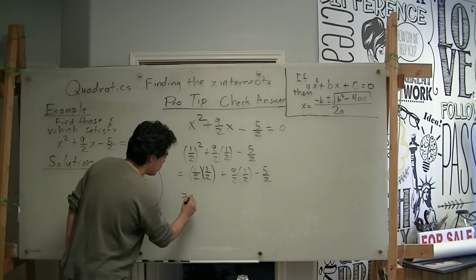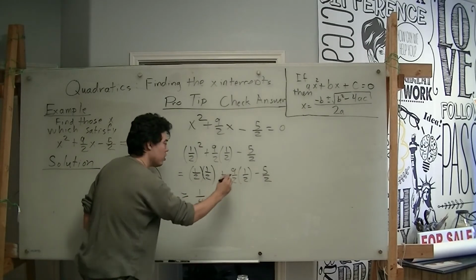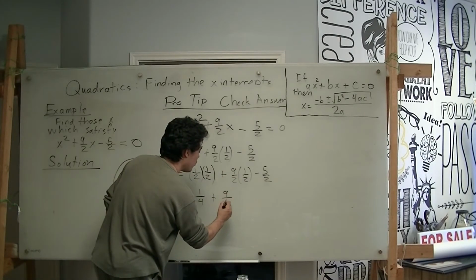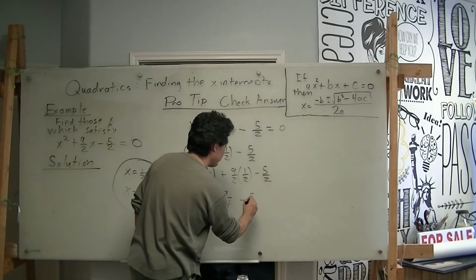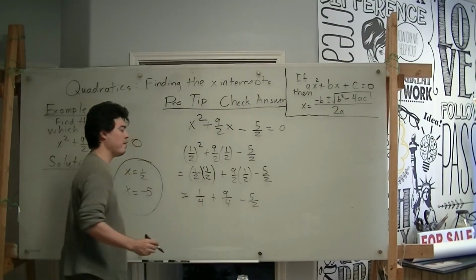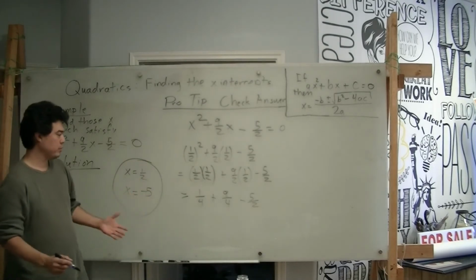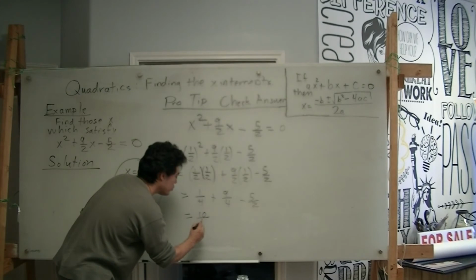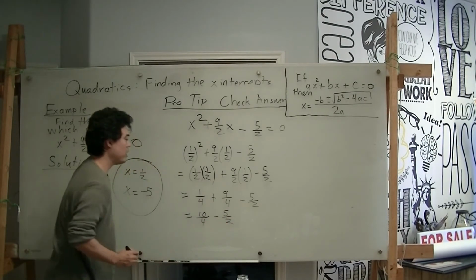Now here, we can actually multiply it. 1 times 1 will be 1. 2 times 2 will be 4. Here, we're going to have plus 9 times 1 is 9, over 2 times 2 is 4, and then here we're going to have minus 5 halves. Now, if I have 1 quarter and I add 9 quarters, I have 10 quarters total. So that's what happens here. This is going to be 10 quarters minus 5 halves.